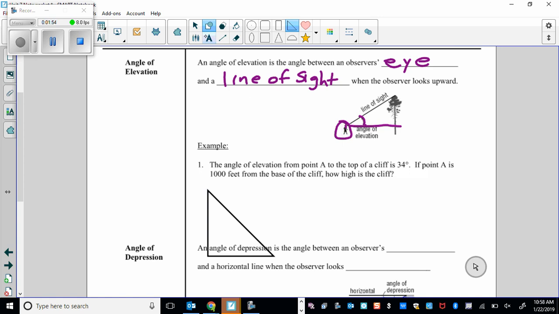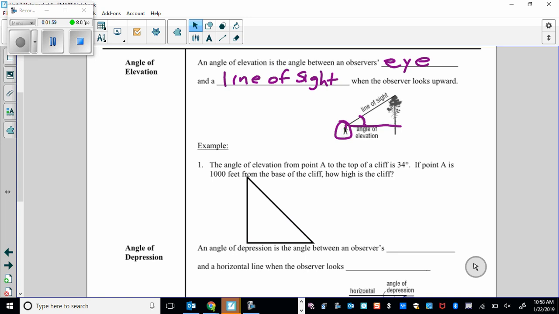Right, so this is my right triangle, and then I will label the angles based on what is given. In this case it says the angle of elevation from point A, so I'm going to put point A here, to the top of the cliff is 34 degrees. So this is where 34 degrees goes. This is going to be the cliff, whatever the cliff looks like in your mind. Point A is 1,000 feet from the base of the cliff. So this is the bottom of the cliff, and this is 1,000 feet.